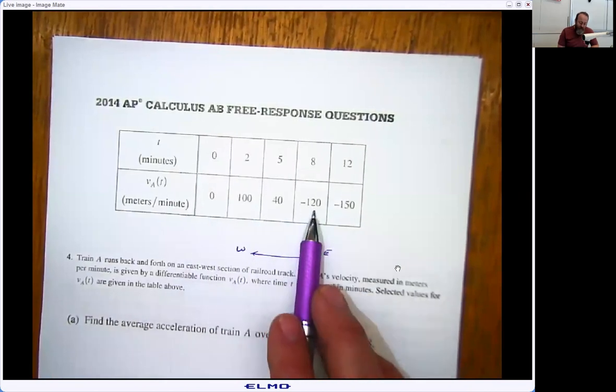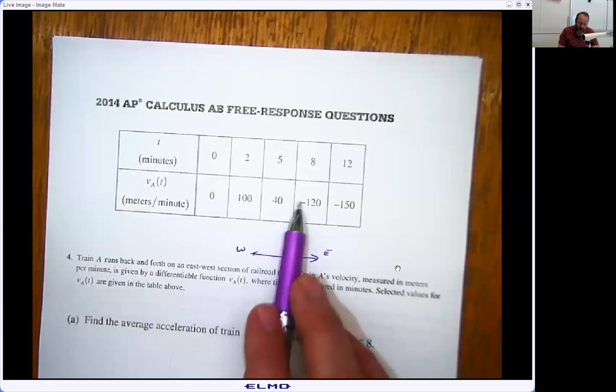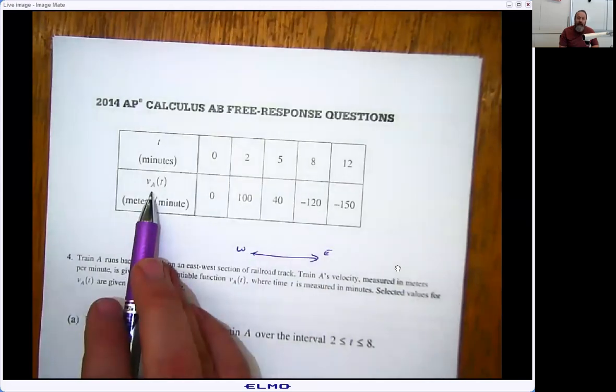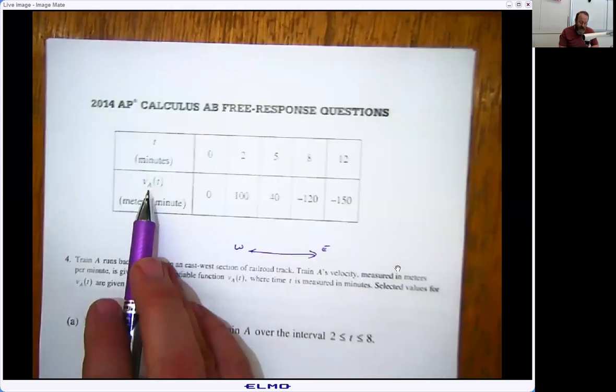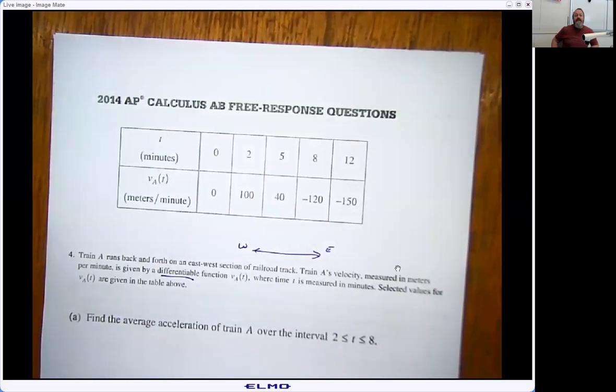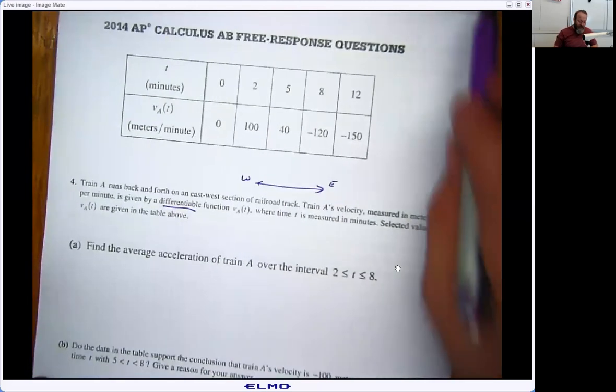It's going quite negative here, and so there should be some value in here where there would be a 0, and there could be more than that, but that's what we've got. So this train runs back and forth east and west, and we're looking at the velocity of the train, not its position, but how fast it's moving. And it says it's a differentiable function, and that's very important because as soon as it says differentiable function, that means by definition it must also be a continuous function.